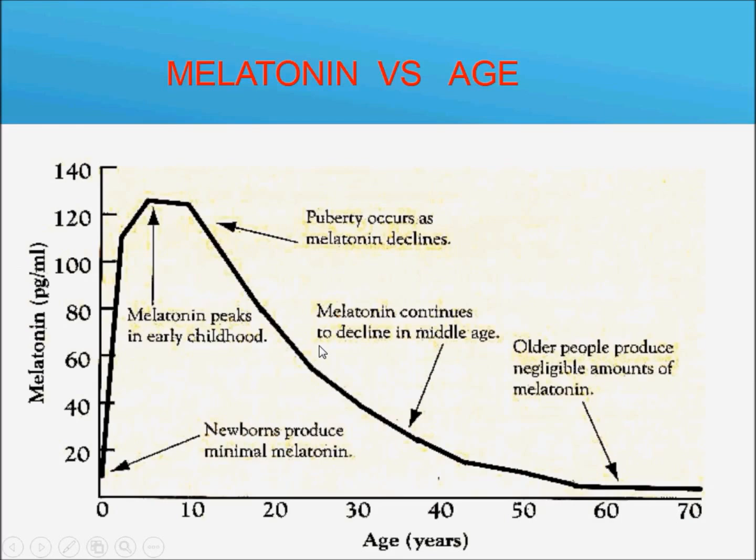Now, melatonin versus age. If you plot melatonin on this axis and age on this axis, then you'll see that when a human is a newborn, the newborn produces minimal melatonin. Melatonin peak is reached in the early childhood stage, and then when puberty is attained, melatonin declines. And then it continues to decline in the middle stage, when you reach the age of 40 or 50. And then older people produce a negligible amount of melatonin. So this is what the melatonin versus age graph is all about.